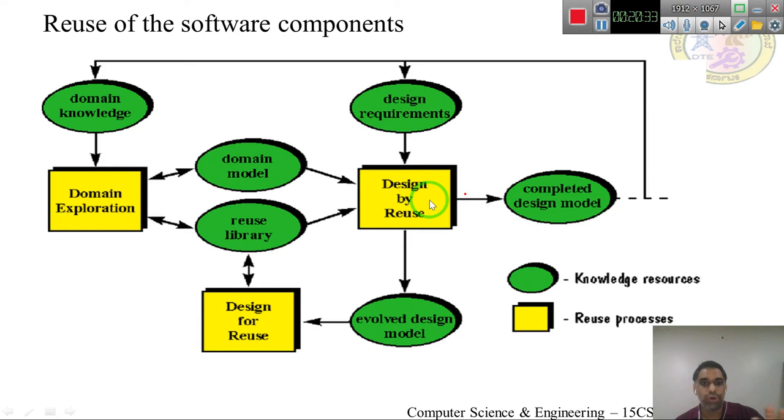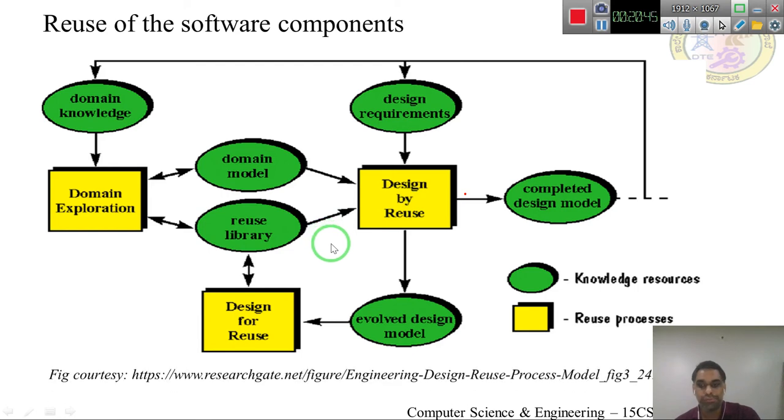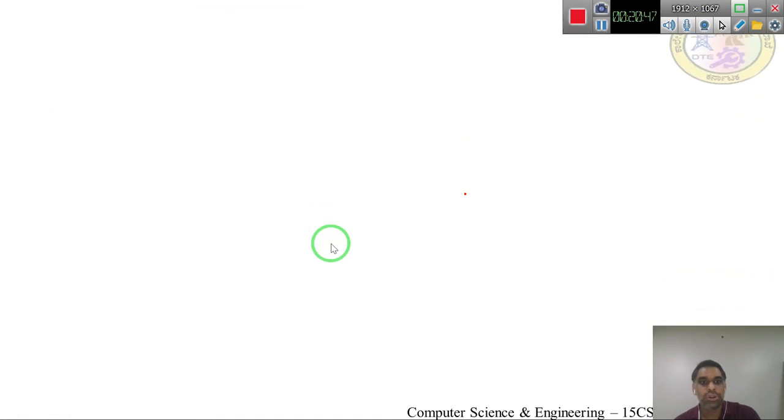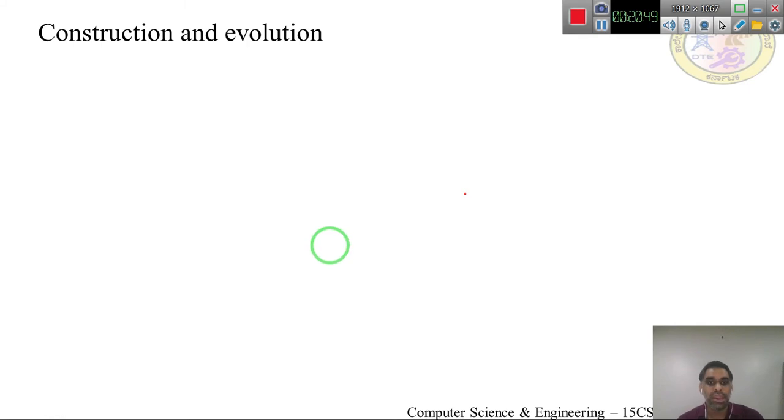So what you understand here is that certain components get reused, for which software architecture is required. Fine. So this is about reuse of software components. The third role would be construction and evolution.